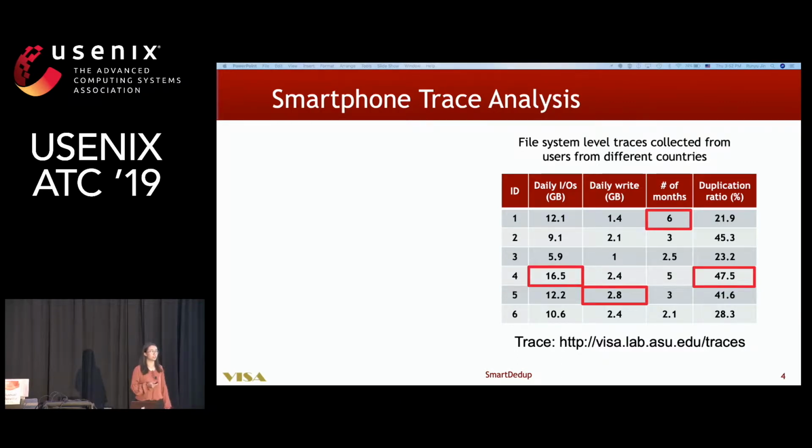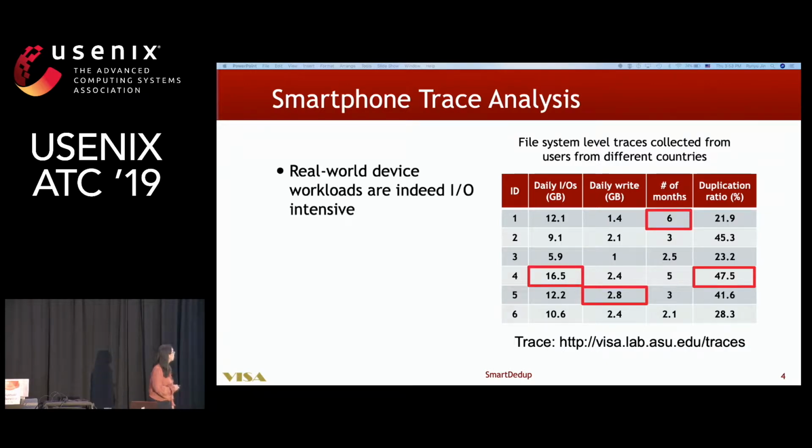For the first question, to verify that there are enough data duplicates in the device workloads, we collected and analyzed long-term I/O traces of up to 6 months from smartphones used by different users. This table shows some general information about the traces. From the table, we can see that first, real-world device workload is indeed quite intensive, with everyday I/O volume up to 16 gigabytes and everyday write volume up to 2.8 gigabytes. And they do have an impact on the storage performance and endurance.